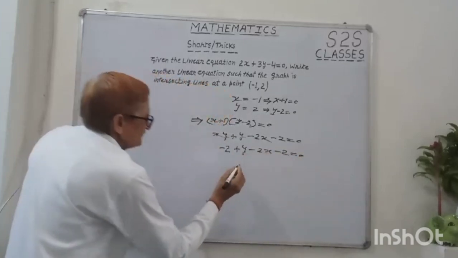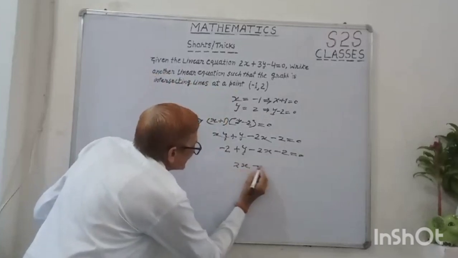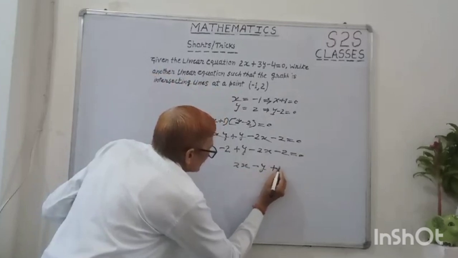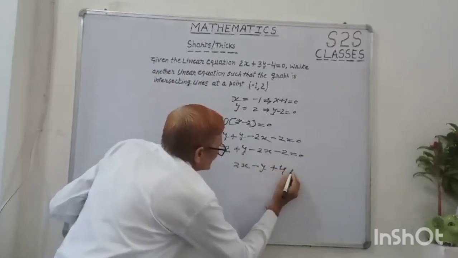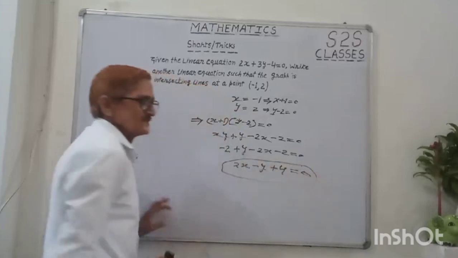So this will be the equation 2x minus y plus 4 is equal to 0. So this is your required equation.